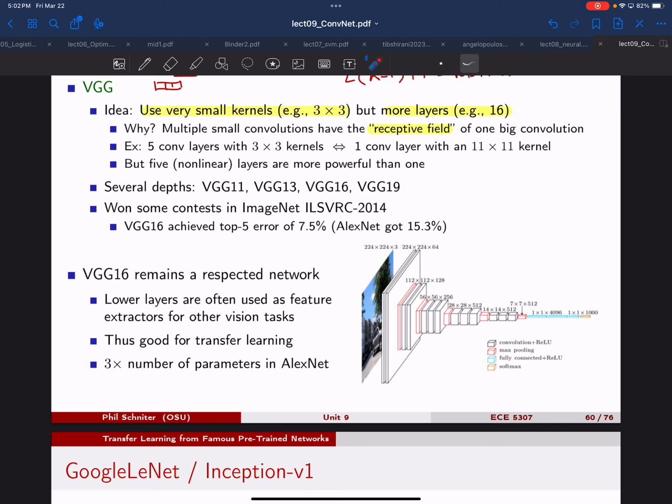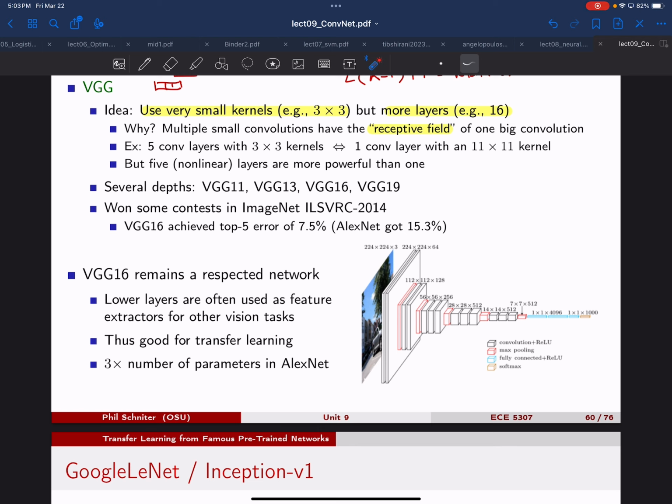And the result of this, so you do have more parameters in this network than in AlexNet, but it definitely worked better. AlexNet got 15.3% top 5 error, meaning that among the top 5 most likely or largest softmax outputs, that was the correct class. Whereas VGG 16, the 16-layer version of this, got 7.5, so about half. They actually had various versions, various depths of this from 11 to 19.